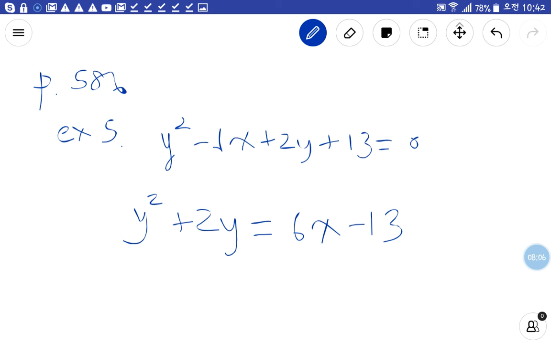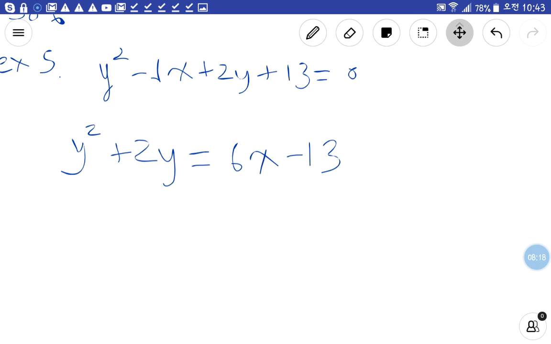Now what? Think about completing the square. That was something you worked on before in the quadratic equations. So now my goal is to make y squared plus 2y into a perfect square format. How do we do that? Do you remember the steps? Number 1, find your coefficient of your x, which is 2.